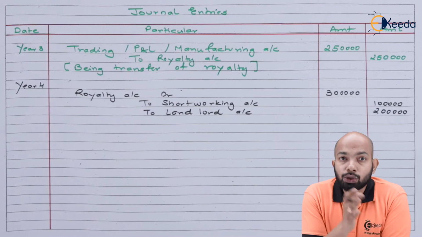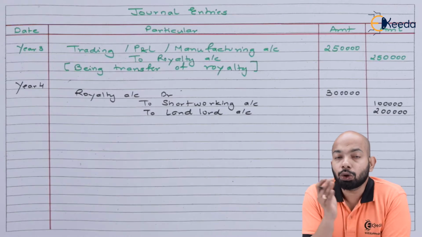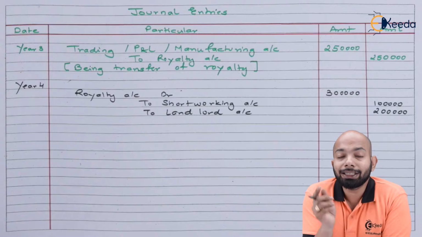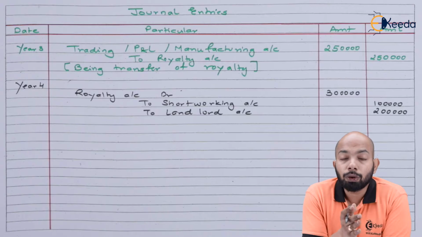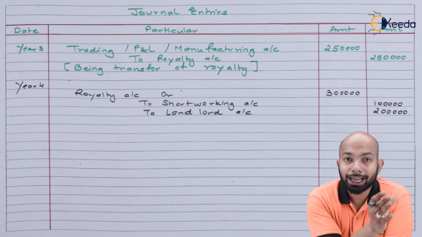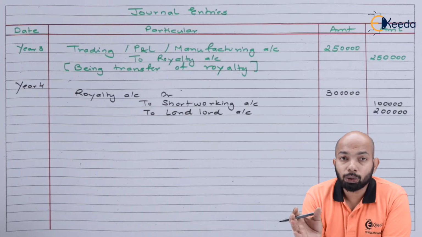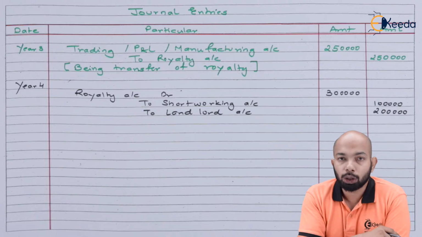So the entry here is royalty account debit to landlord account and to short working account, royalty account being 3 lakh rupees, short working being the difference between the royalty and the minimum amount of rent due. So 3 lakh is the royalty, the minimum amount due here is 2 lakh rupees. So the difference is 1 lakh, and that is the amount of short working here.